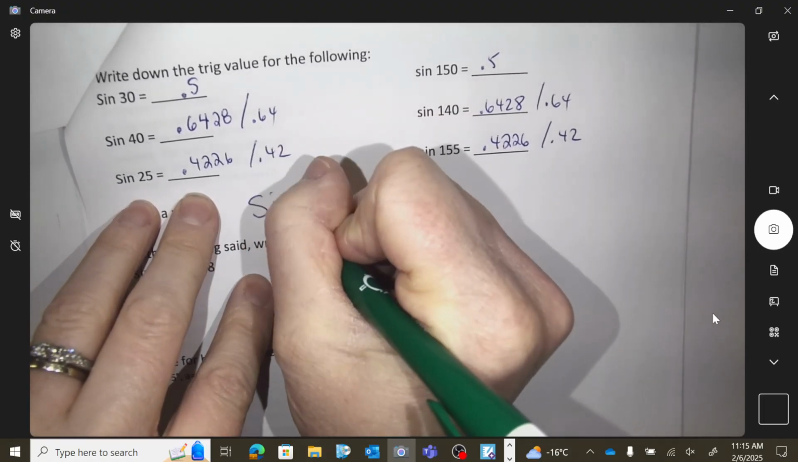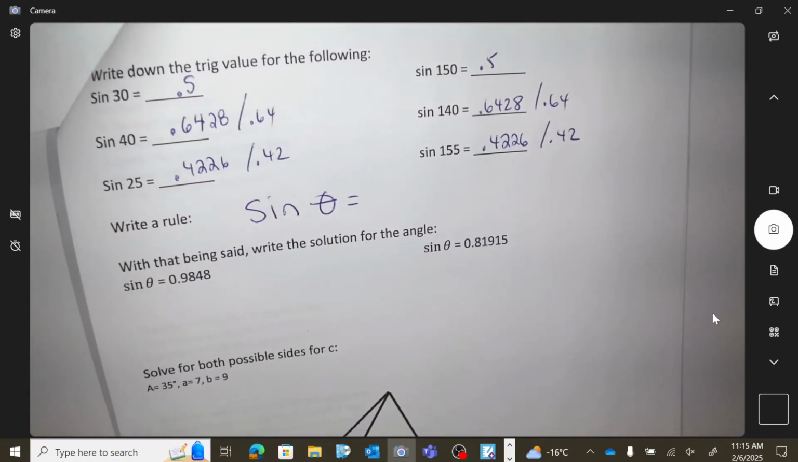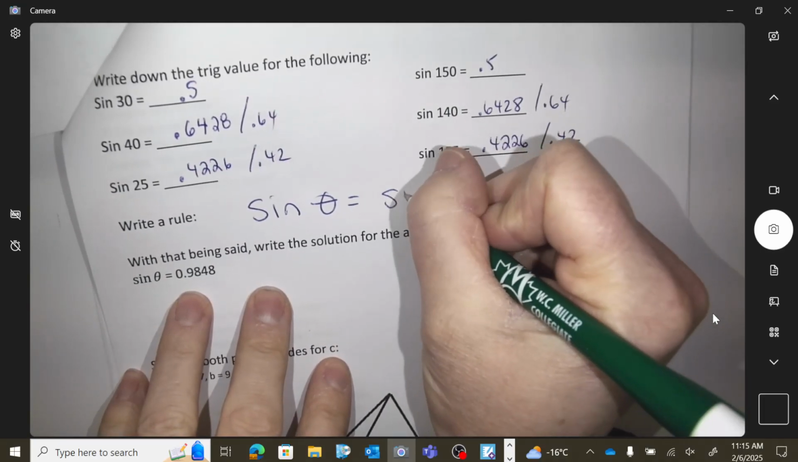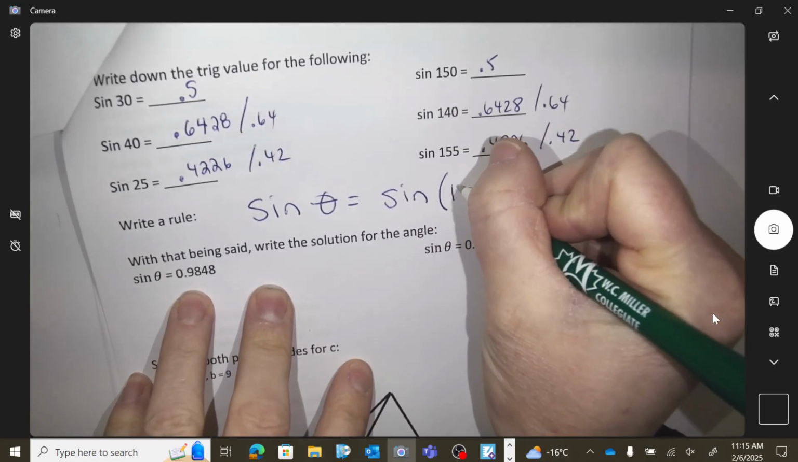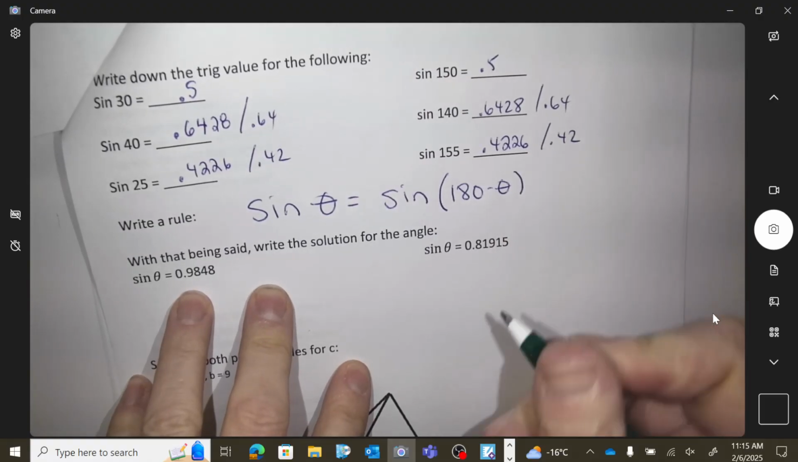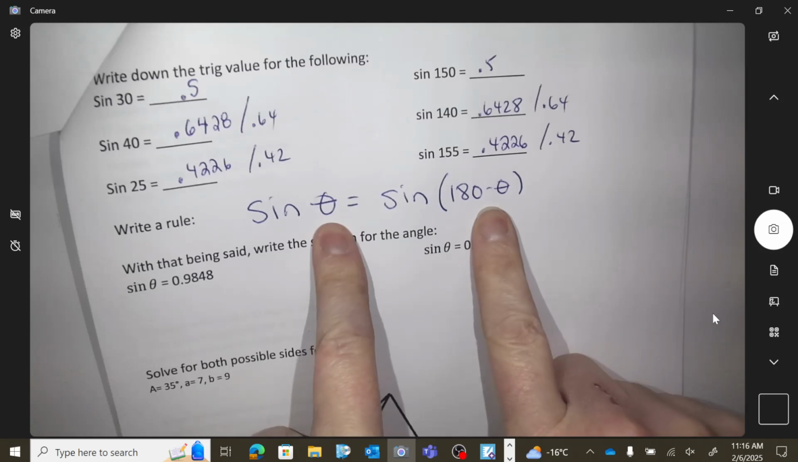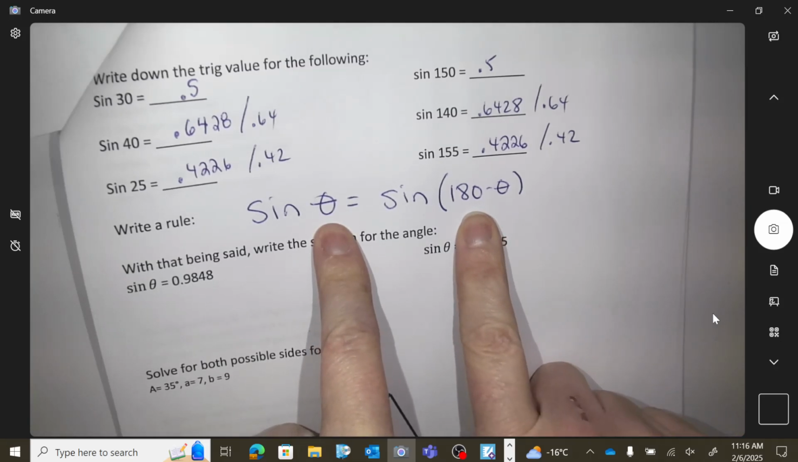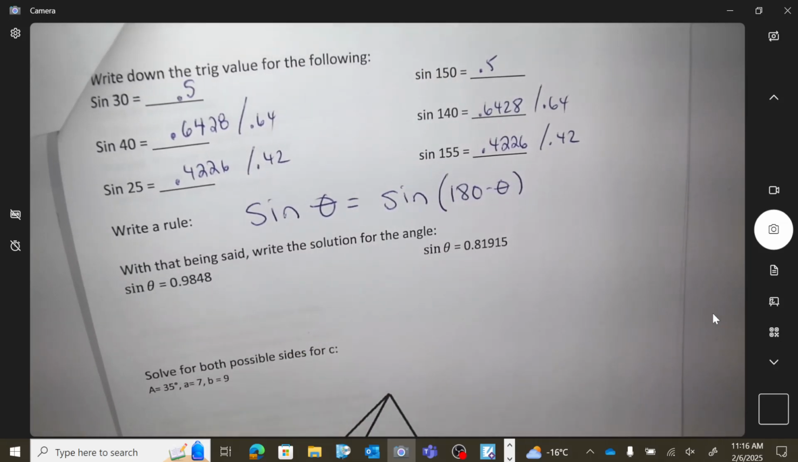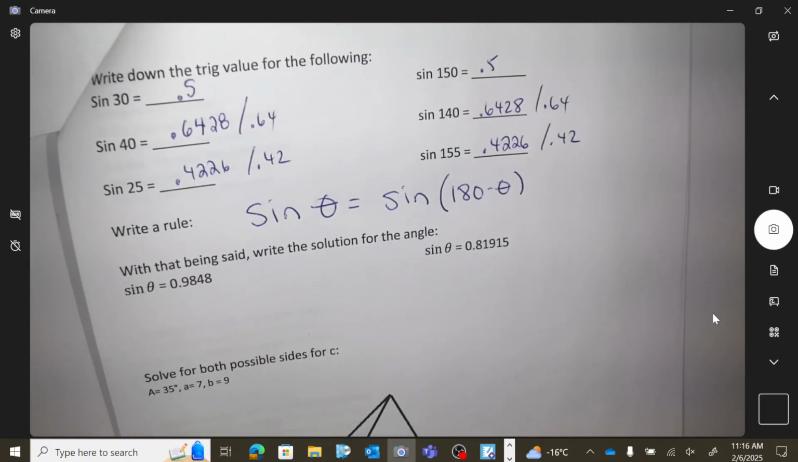The sine of an angle will also be the exact same as the sine of its supplementary angle. So the sine of 30 will be the same as doing the sine of 150. Okay, so that's great. Now we're going to think about working that backwards.